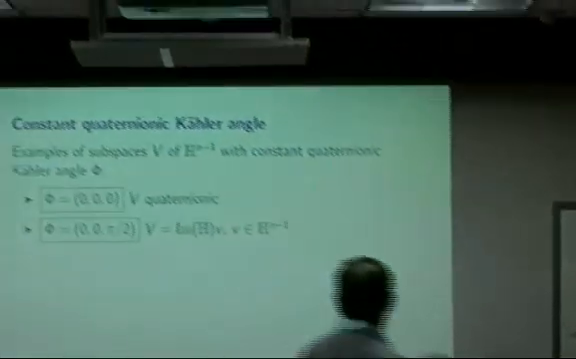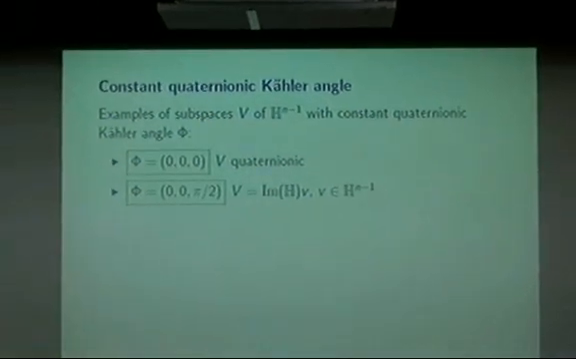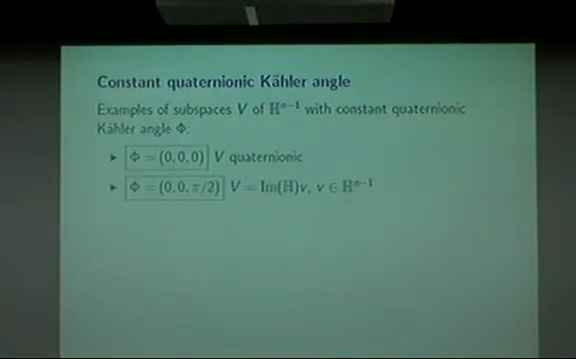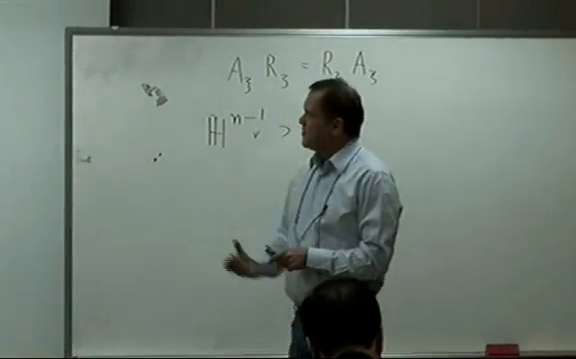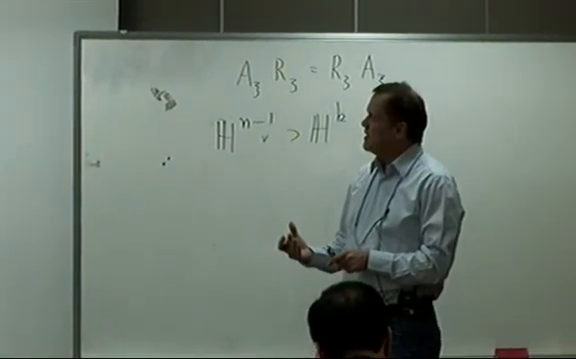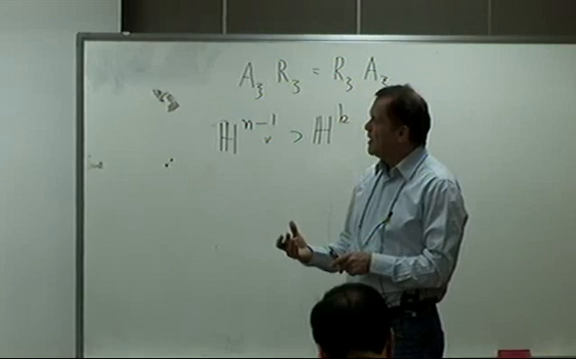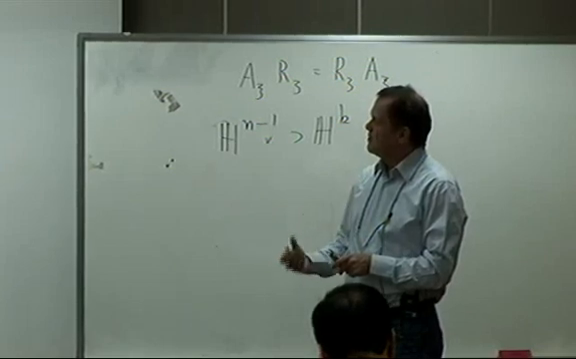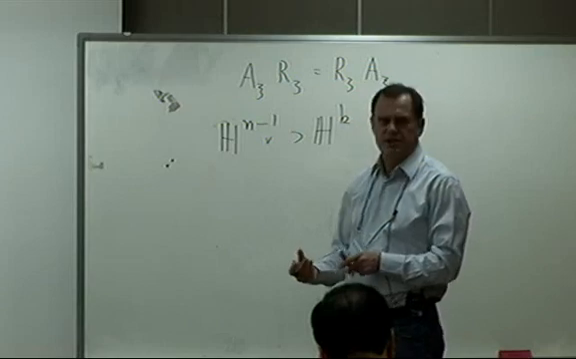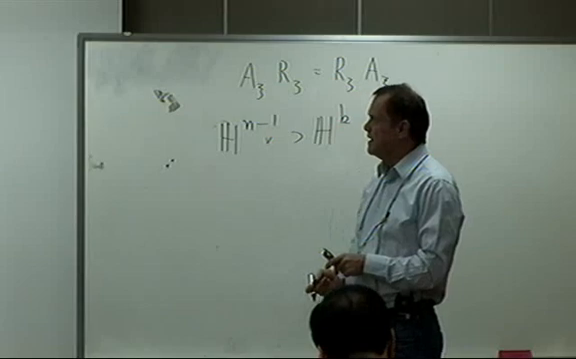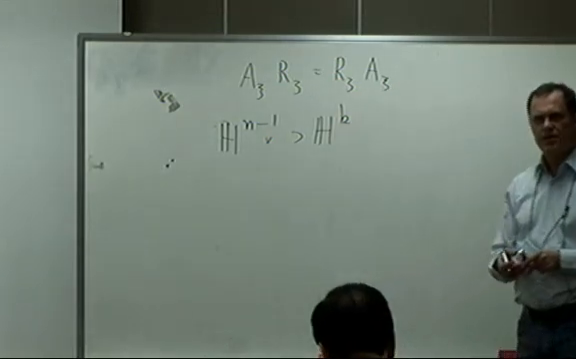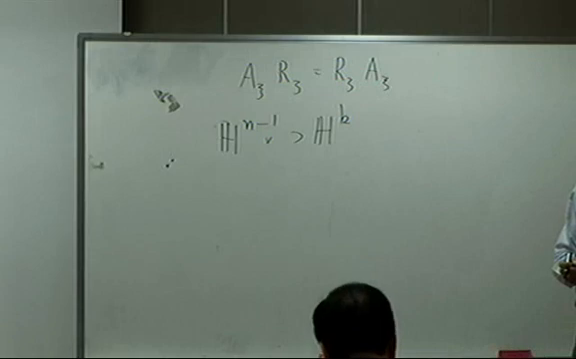Another example, 0, 0, pi over 2. So this is just a three-dimensional subspace. We choose an arbitrary vector in a quaternionic vector space, and then take the three-dimensional vector space spanned by applying all these complex structures to the vector v, the imaginary part of the quaternions applied to the vector v. So this has scalar angles 0, 0, and pi over 2.